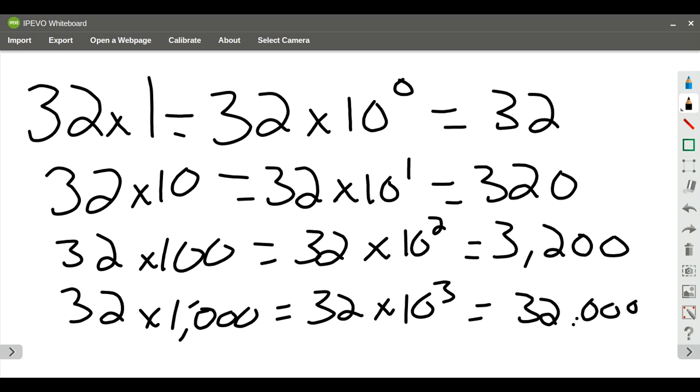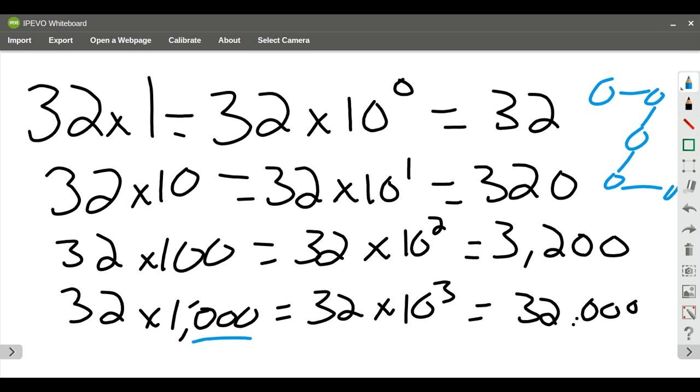So if we stop and take a look at the pattern that we see on this one, I'm going to look specifically for patterns. I have 32 times 1, that's to the 0 power. So here, because it's times 10 to the 0 power, I didn't add any zeros. But here, I had times 10 to the first power, I added a 0. Here, 10 to the second power, I added 2 zeros. And 10 to the third power, I added 3 zeros.